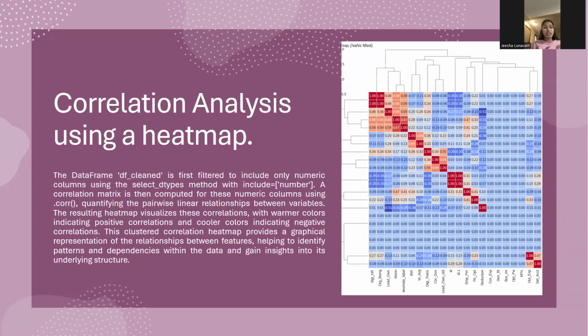Correlation analysis using heat map. Clustered correlation heat map it is. Numerical columns from DF cleaned are used to compute the correlation matrix, visualized as a heat map. Warmer colors indicate positive correlations and cooler colors indicate negative correlations. This clustered heat map helps identify patterns and dependencies within the data, offering insight into its underlying structure.